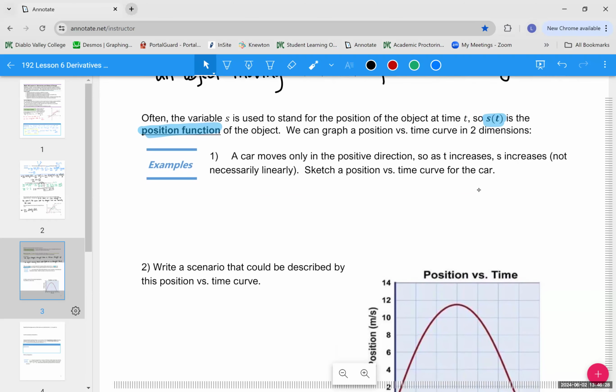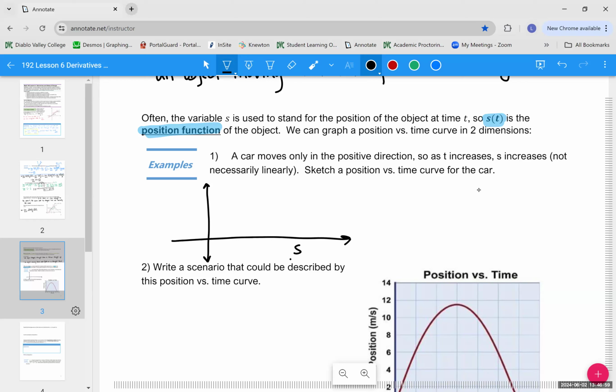Okay, so we're going to just mess with a couple of these position versus time curves so that you can get used to seeing them and see how they are a little different than the actual motion we're talking about. So let's say we start with a car that's moving only in the positive direction. As t increases, s increases. The position gets bigger.